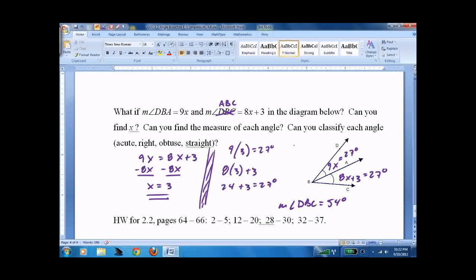These are all, to answer this last one, all acute angles.